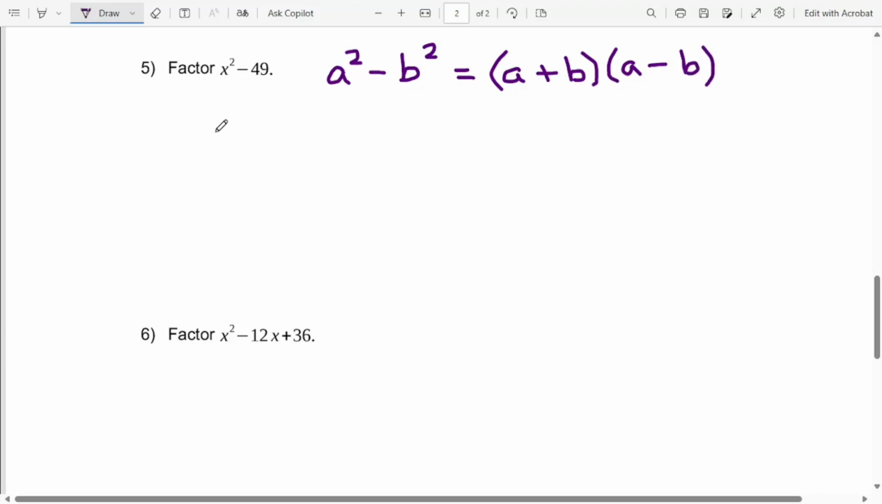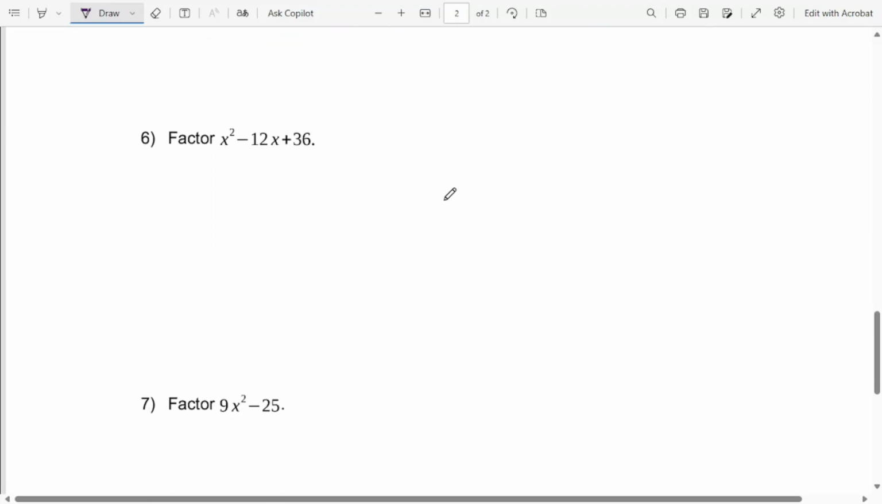So in this case, a squared is x squared, b squared is 49, so the square root of 49 is 7, the square root of x squared is x. So this is going to factor to x plus 7 times x minus 7. Okay, let's look at this next one.